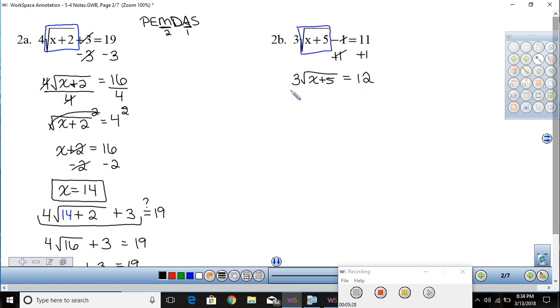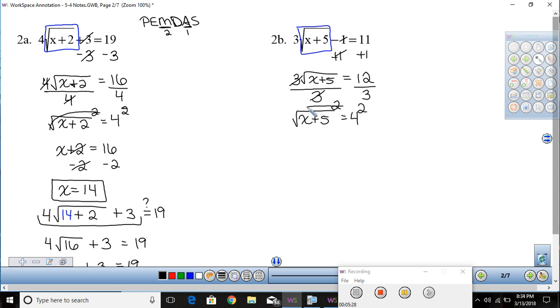Then I can take care of the 3. So I'll divide by 3. So 3's cancel. So I have the square root of x plus 5 is equal to 12 divided by 3, which is 4. Now I've got that root by itself, so before I take care of the 5, I have to get rid of the root. That way it's not in a group anymore. So I'm going to square both sides.